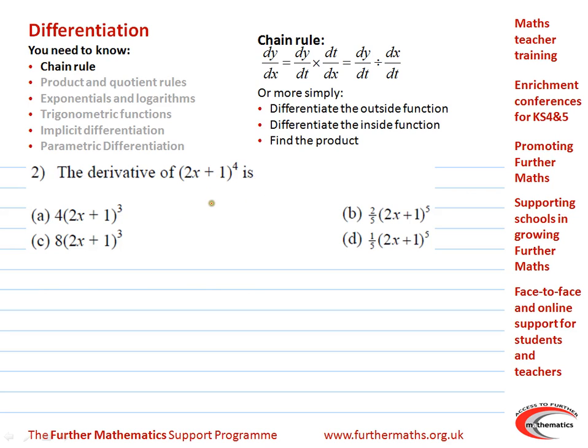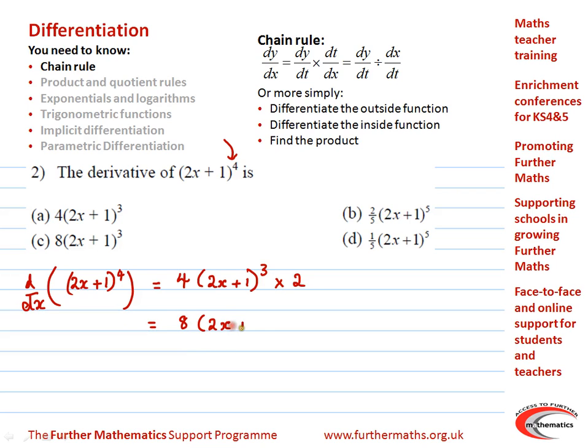Okay, so we're differentiating the expression (2x plus 1) to the power of 4 with respect to x, so d/dx of (2x plus 1) to the power of 4. Differentiating the outside function in this case means differentiating the power of 4, so the power goes in front and we reduce the power by 1, so 4 times (2x plus 1) cubed. We then need to multiply by the derivative of the bracket, which in this case is just 2, and we can simplify to give us 8 times (2x plus 1) to the power of 3. That's our derivative, and that matches nicely with answer C in this question.